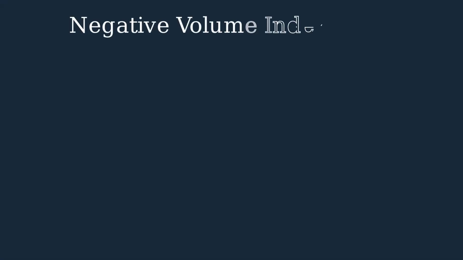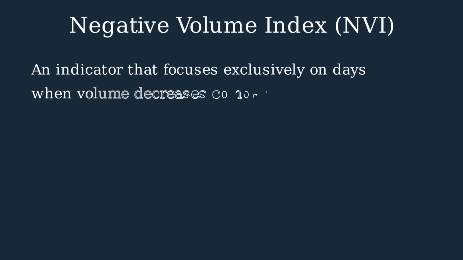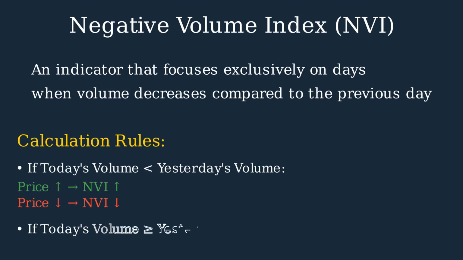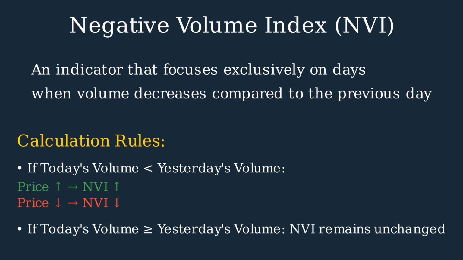The Negative Volume Index, or NVI, is a specialized volume indicator that focuses exclusively on days when volume decreases compared to the previous trading day. Let's examine how NVI is calculated. On days when volume decreases, the NVI increases if the price rises, and it decreases if the price falls. However, if today's volume is equal to or greater than yesterday's, the NVI value remains unchanged from the previous day.